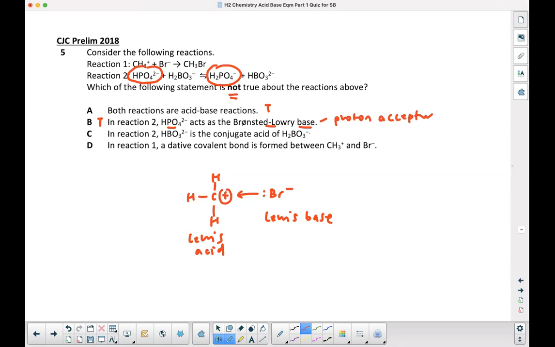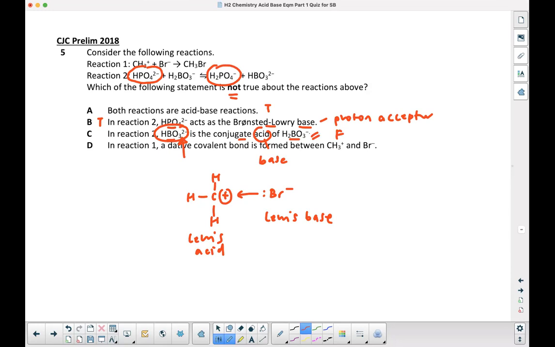Okay, so let's see. In reaction 2, this is the conjugate acid of this. If you notice, it's actually wrong because this is the conjugate base, not the conjugate acid. All right. So this is an acid. It loses a H plus. It becomes this, and this one is the conjugate base. So this is false.